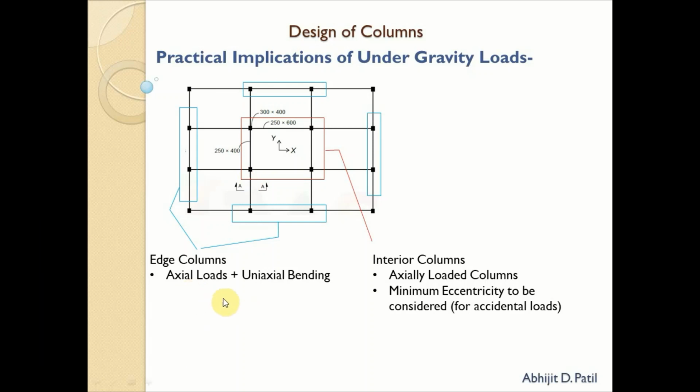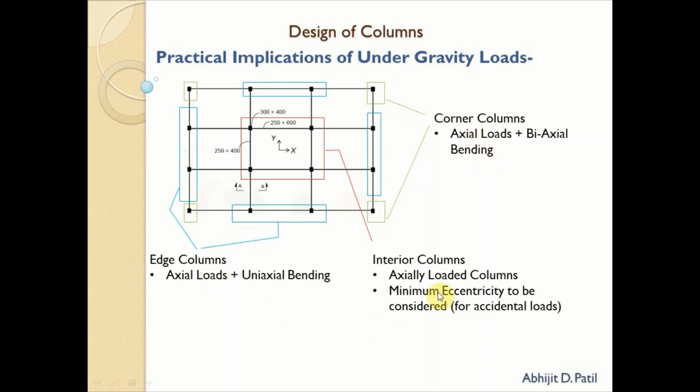So we have to design it for axial loads plus uniaxial bending. Then the last type is corner columns. So all these 4 corner columns, we can see the beam is coming from this direction, but it is not continuing ahead. Similarly, this beam is coming in this direction and not continuing ahead. So this column is experiencing bending moment from both these beams because there is no continuity. So this falls under this category, axial loads plus biaxial bending.